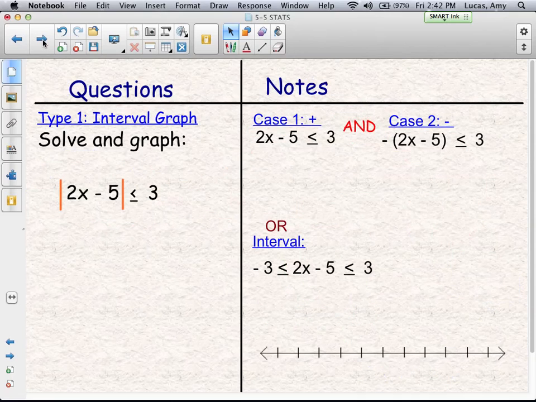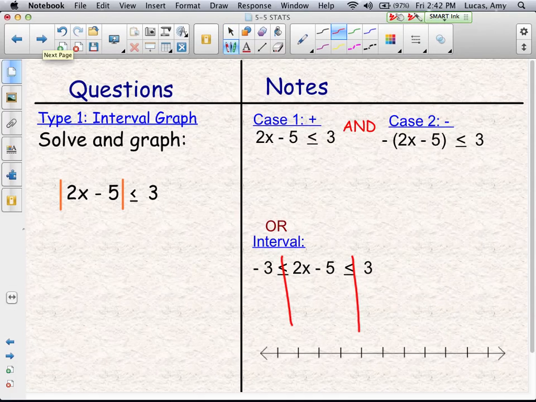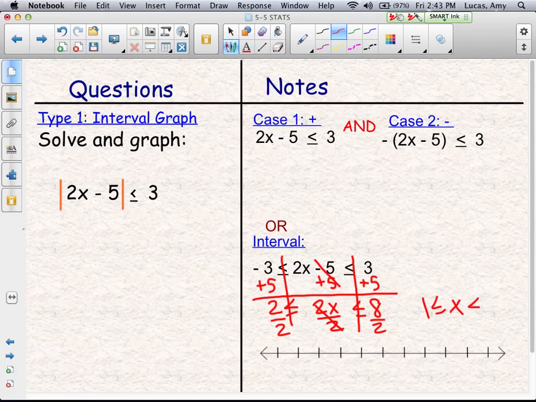The second example, just like that first one, you can set it up as case 1 and case 2, or you can do the interval. So if I solve my interval first, add 5, so 2 is less than or equal to 2x is less than or equal to 8, and then divide everything by 2. I get 1 is less than or equal to x, is less than or equal to 4. So my graph would just go from 1 to 4, and it's an interval connected in between.